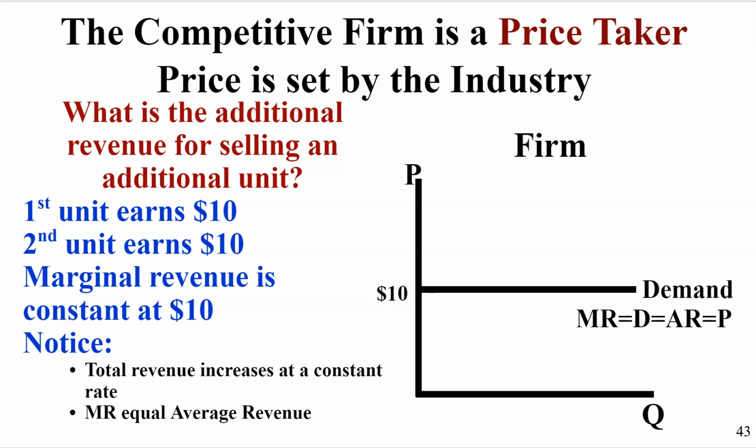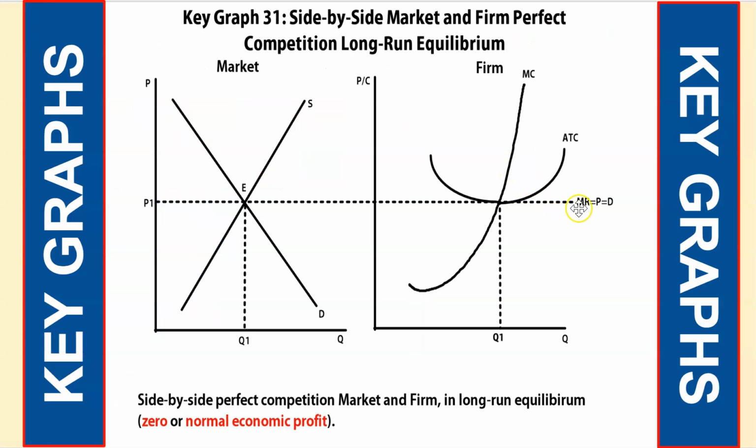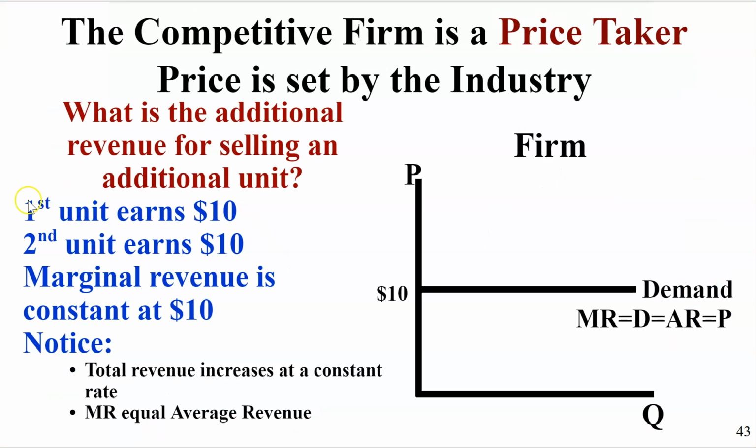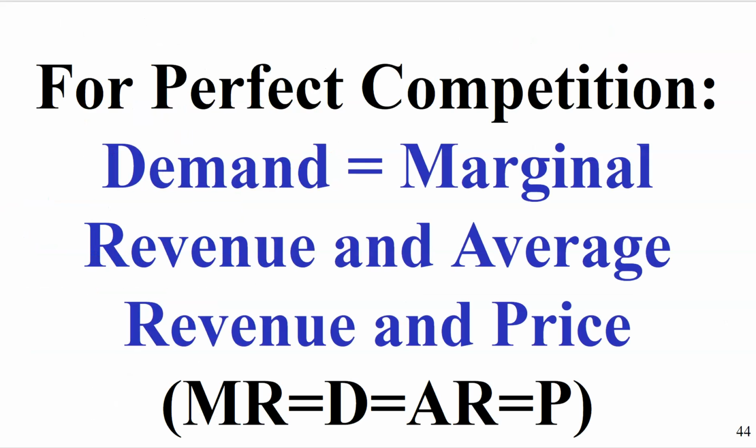That is, again, with the side-by-side graph where we get this from, Mr. DARP. And it is set by the market, but every product that competitor sells is going to be $10. Why? Because that is what the market will bear, and they are price takers in terms of what we see there. So, for perfect competition, Mr. DARP is established as demand equals marginal revenue and average revenue and price. Because it's perfectly competitive, they all are on one horizontal line, okay?